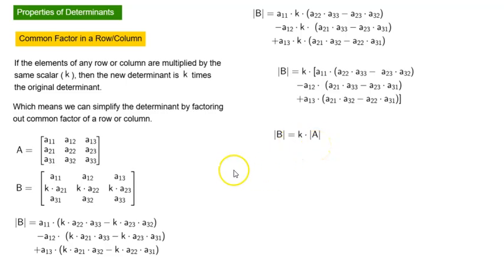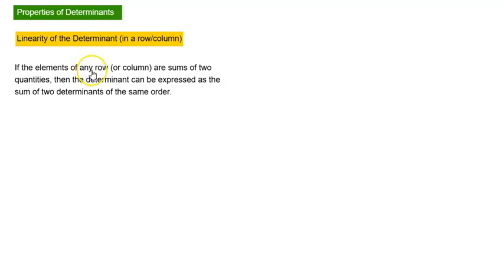What this means is that if we are given a matrix in which a row has some common factor, we can factor it out while evaluating the determinant. Now let's look at linearity of the determinant in a row or column. If the elements of any row or column are sums of two quantities, then the determinant can be expressed as the sum of two determinants of the same order.